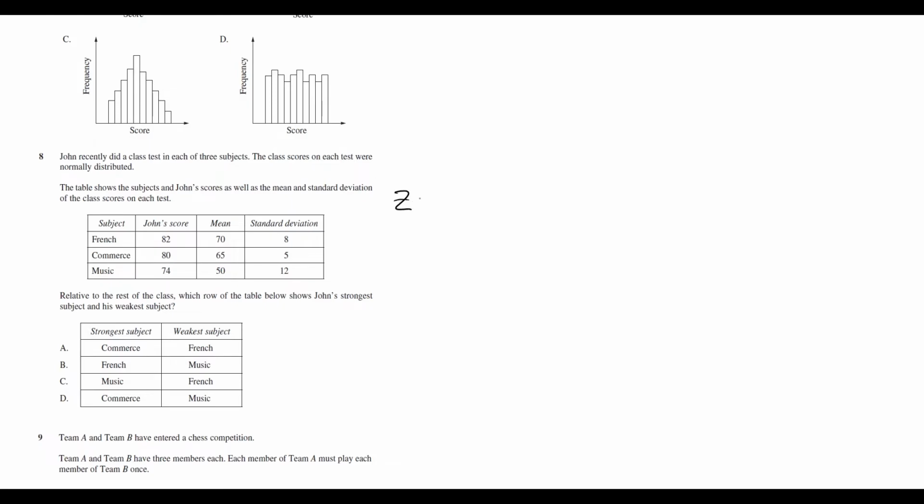So, just a reminder, our z-score formula is equal to x minus mu all over sigma. So, for French, we'll say that his z-score is equal to x minus mu divided by sigma. So, they've set it out quite nicely for us. So, 82 minus 70 leaves us with 12. 12 divided by 8 gives us 1.5. Okay, so that's French. Let's see, Commerce. 80 minus 65, that leaves us with 15. Divided by 5, that equals 3.